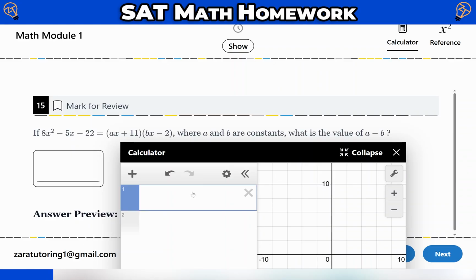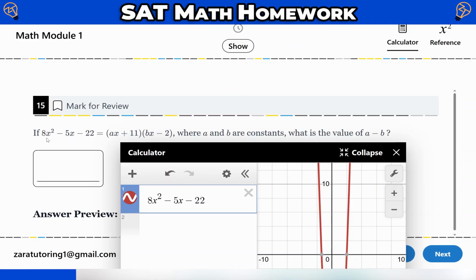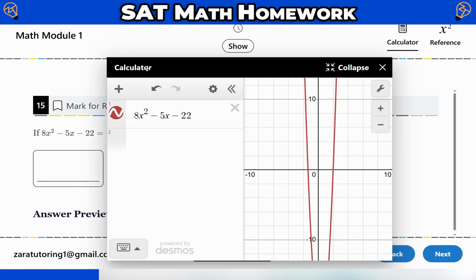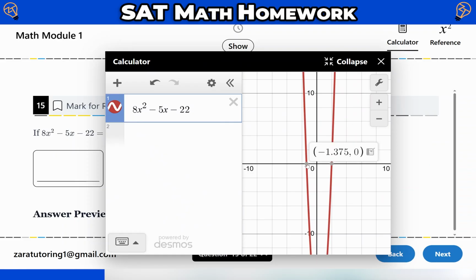However, we can go ahead and type in this function of 8x squared. I'm going to use Shift 6 to do the caret, and then minus 5x minus 22. And essentially, when you're solving a quadratic function, or any function for that matter, you're really finding x-intercepts. So in other words, where the graph crosses the x-axis. So we'll go ahead and look here, and that occurs when y is 0.